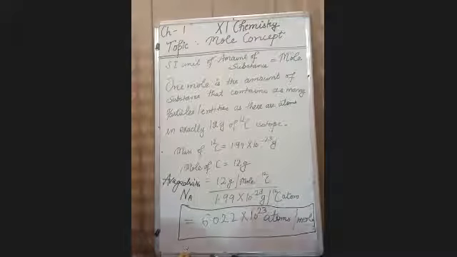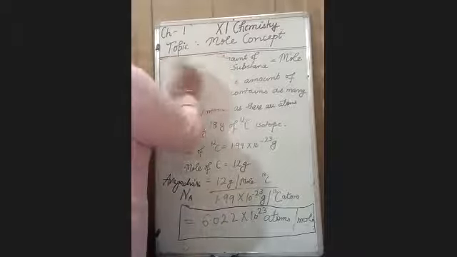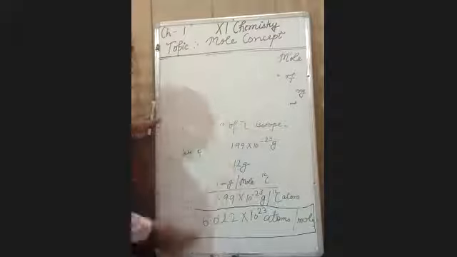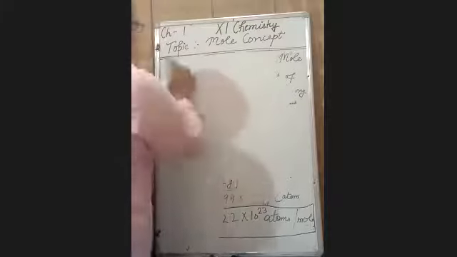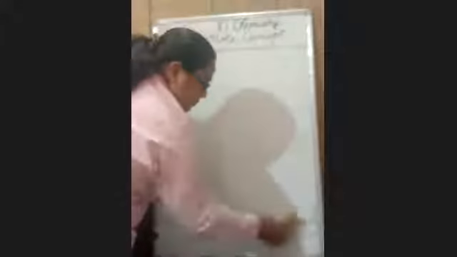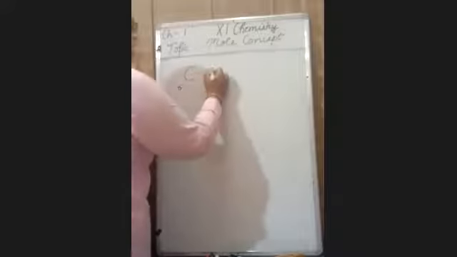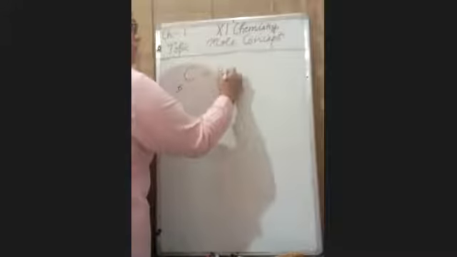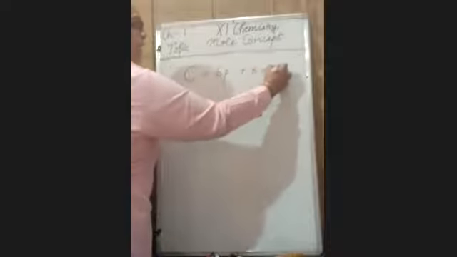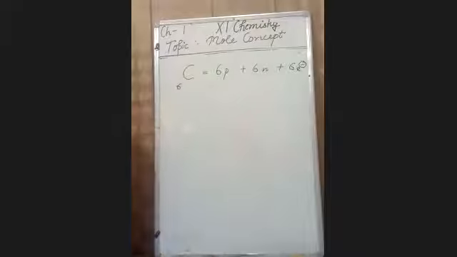Now, we will take one example of a carbon atom. In one carbon atom, whose atomic number is 6, fine, the atomic number of carbon is 6. It contains 6 protons, 6 neutrons, and 6 electrons. Suppose I say, calculate the mass of one carbon atom.